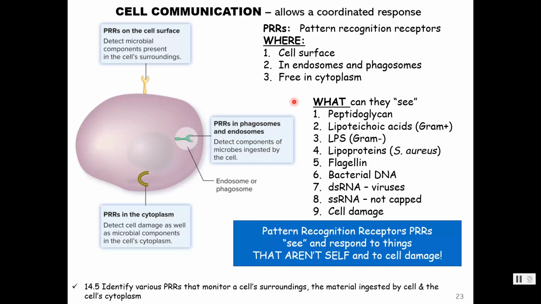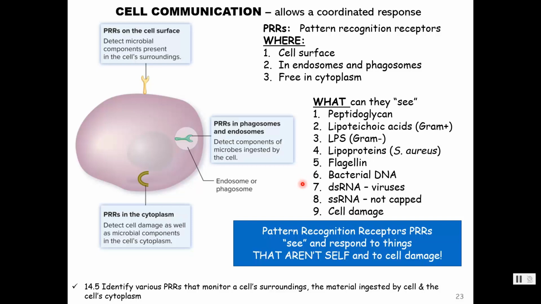What they can see, or the patterns that they recognize, are things that we don't have, things that aren't self. So peptidoglycan, which is in all bacteria; lipoteichoic acids, which are part of gram-positive walls; LPS, which is part of the gram-negative bacterium; and lipoproteins. There are different ones, but some of them are specific to Staphylococcus aureus. Flagellin is part of flagella. Bacterial DNA is different from our DNA, it has different methylation and different sequences that we don't have that can be recognized by these pattern recognition receptors.